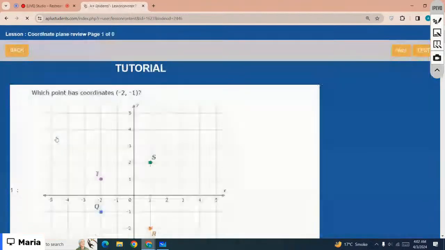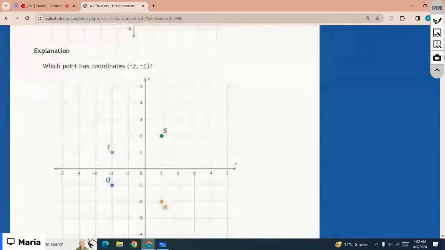Let's start with the first question, which point has the coordinates -2 and -1, right? You are given a coordinate plane. Basically, the coordinate plane is the Cartesian plane that has an x-axis and y-axis, and you have to plot different points on the coordinate plane, right? So you have to see which point has the coordinates -2 and -1.